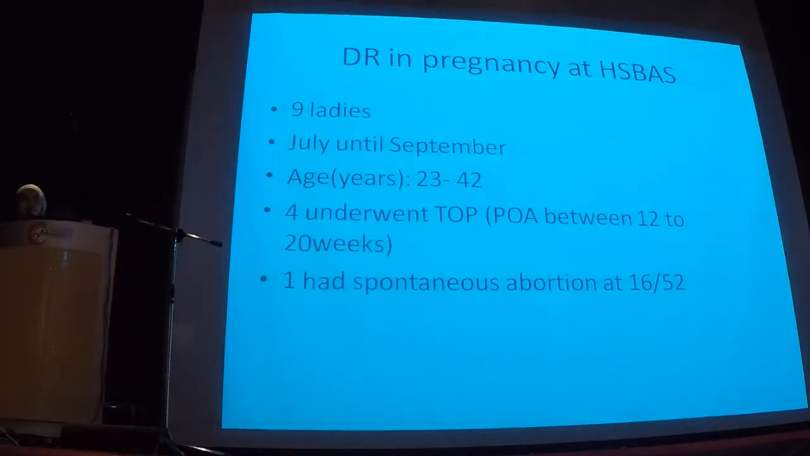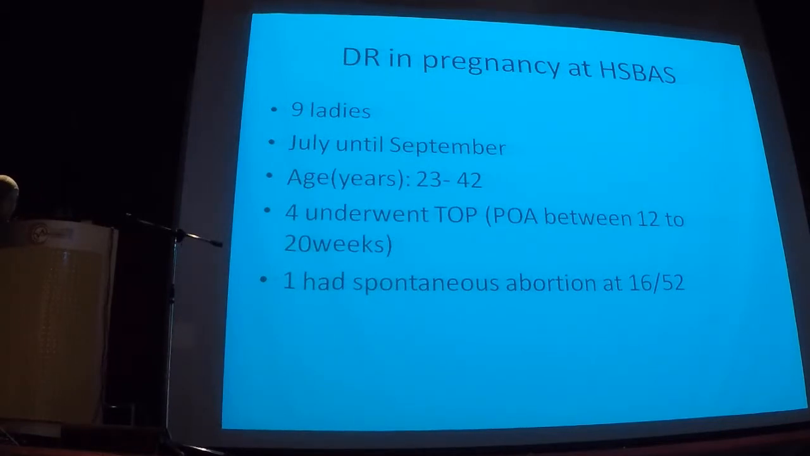So what I'm going to talk about today, the focus is on 9 pregnant ladies who presented to us from July up to September. So in 3 months we had 9 pregnant ladies with bad eye problems. You've seen thousands of pregnant ladies in 3 months, but these are the ones who were referred to us with very, very bad eye problems.